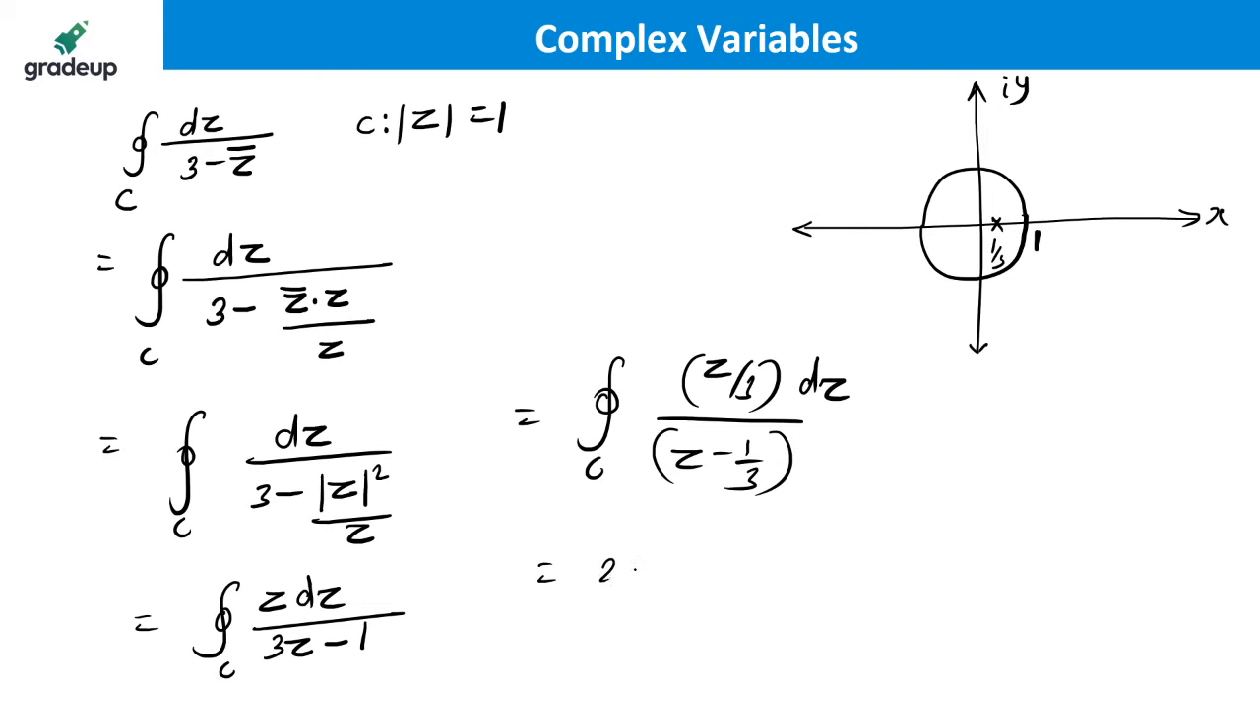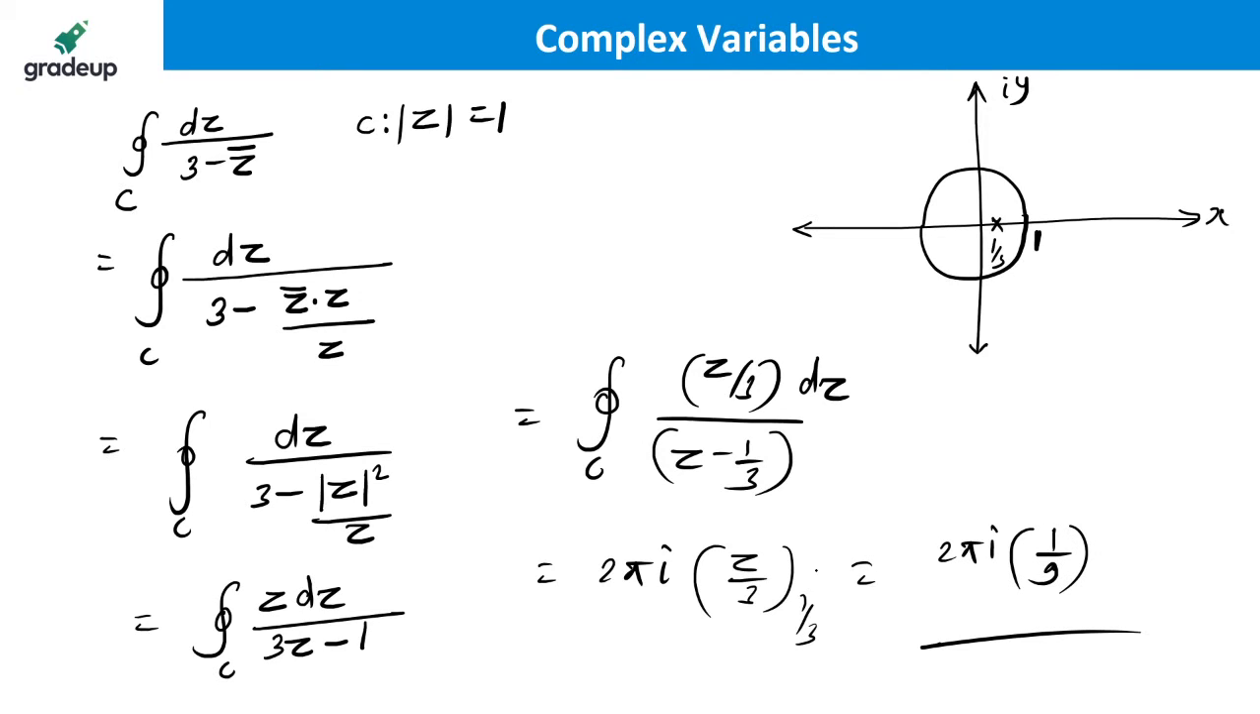So answer will be 2 pi I, this numerator function evaluated at 1 by 3. So 2 pi I 1 by 9 will be the answer. Good question.